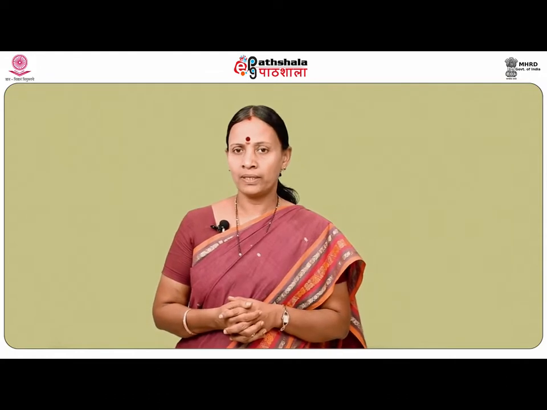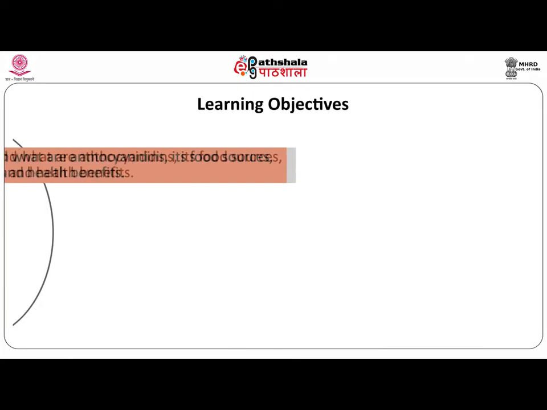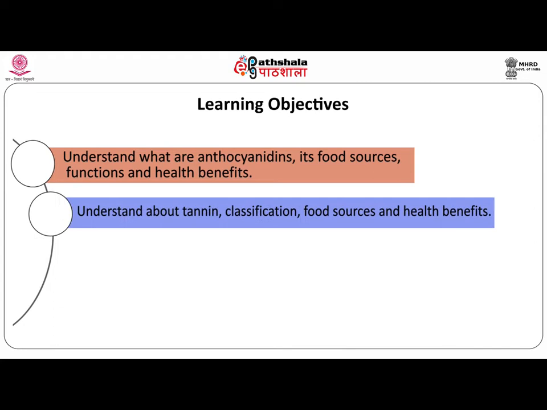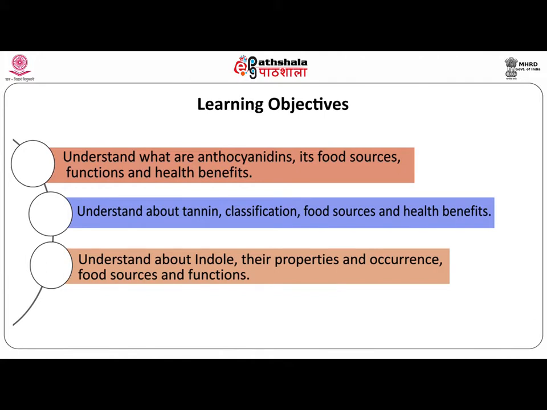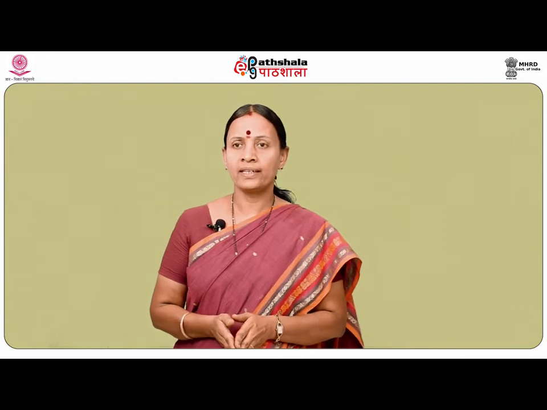The objective of this session is that by the end of the session, you will be able to understand what anthocyanidins are, their food sources, functions and health benefits. Also, you will understand about tannin, classification of tannin, their food sources and the health benefits of tannins. Lastly, we will learn about indole, their properties and occurrence, food sources and functions. Now, let us learn about anthocyanidins first.